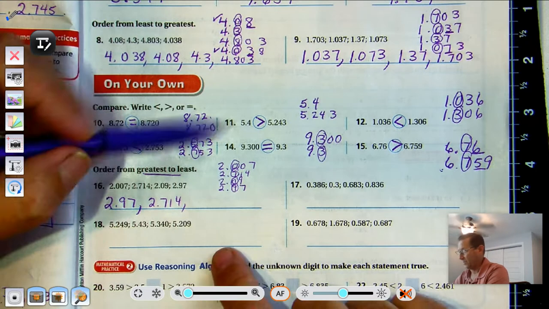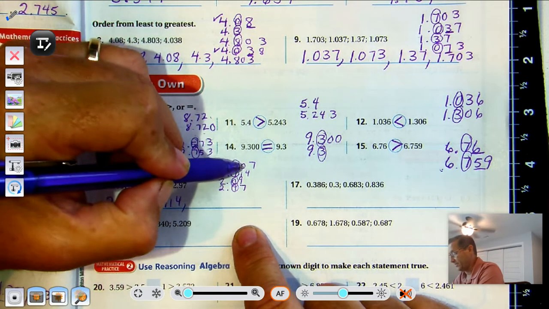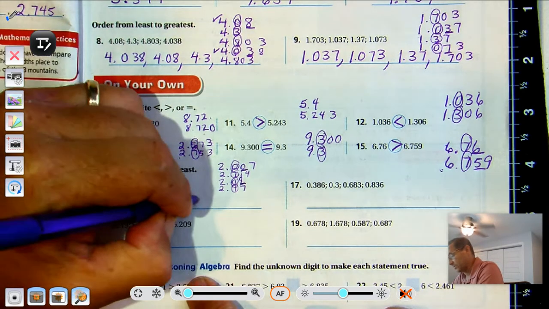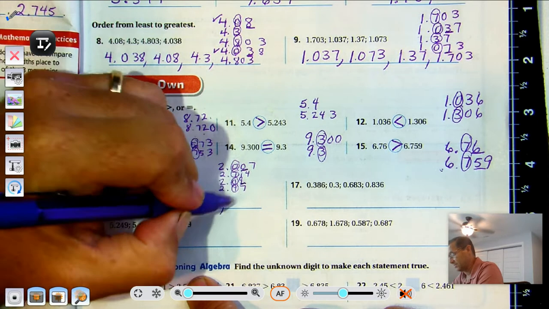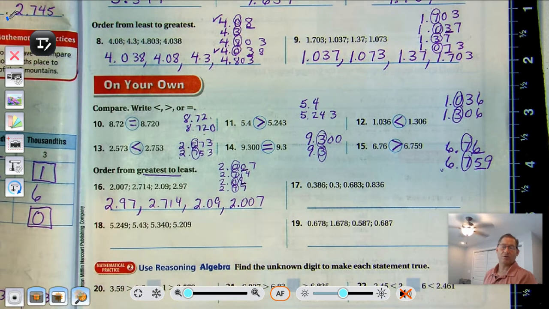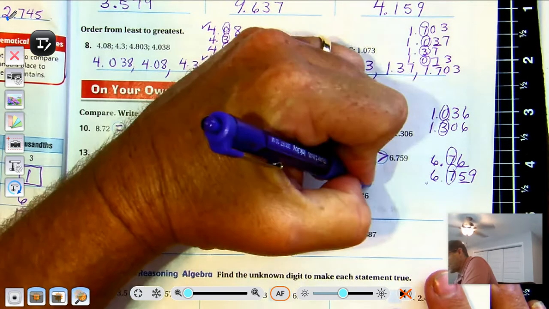And then we have zeros left. Okay, well, the zeros are the same. So let's go to the hundredths. We have 0 hundredths and 9 hundredths. So 2 and 9 hundredths, and the smallest is 2 and 7 thousandths. Okay, 17.